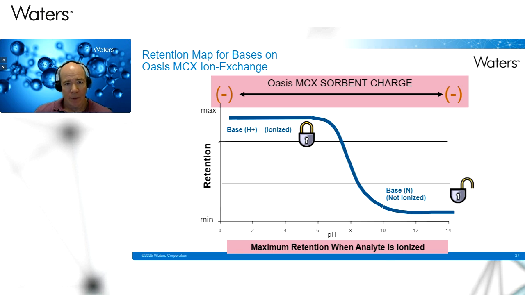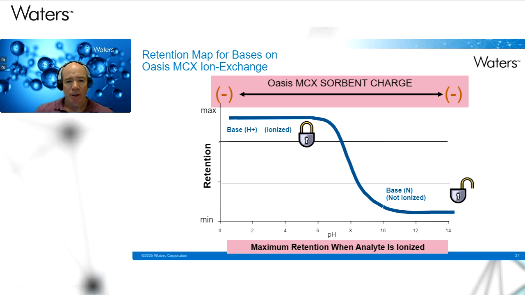As in the one protocol, when we load it under acidic conditions, our base will be ionized and it will bond by ion exchange to the sorbent. And as you can see, it's locked on there. We can't get it off unless we change the pH. When we do that, however, you can see to the right of the figure, that lock turns off. We have poor retention, and it's easy to get it off by eluting with 100% methanol or some other organic.